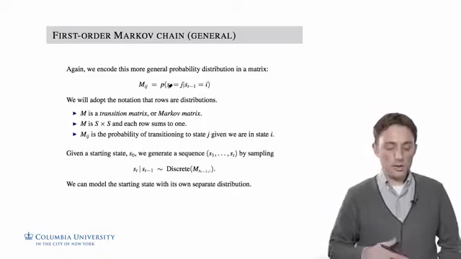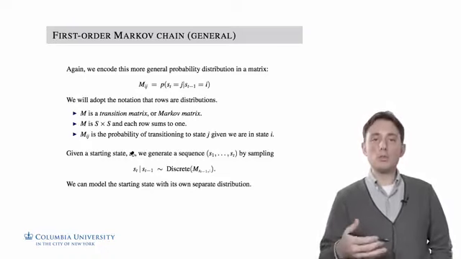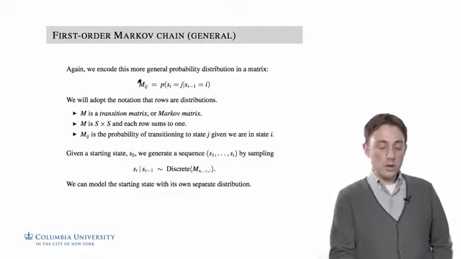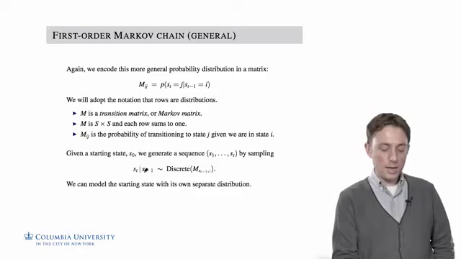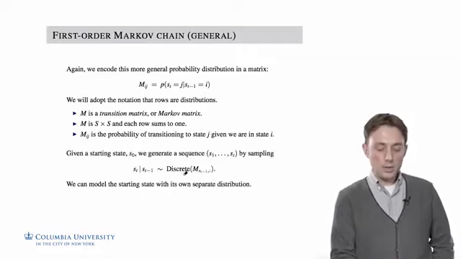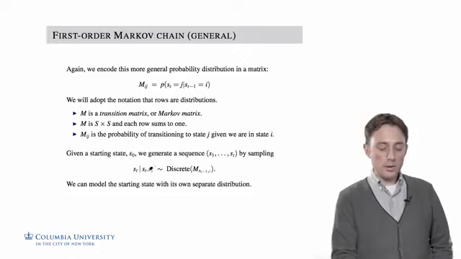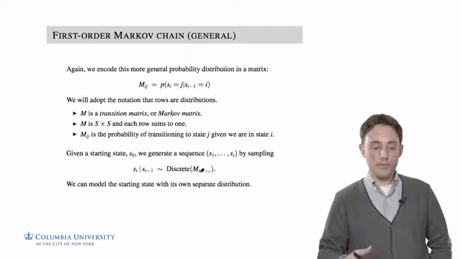And so now, given a starting state, S naught, we can actually generate a sequence, a first order Markov chain on S states using this S by S matrix as follows, where given our starting state, we continue to generate new states where at time t minus 1, we generate the state at time t using a discrete distribution where we pick out the row of the transition matrix M indexed by the state that we're in at time t minus 1. So given what state we're in at t minus 1, that indexes the probability distribution that we're going to pick from M to then transition to the state at time t.